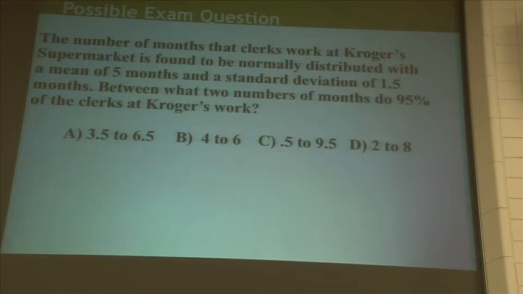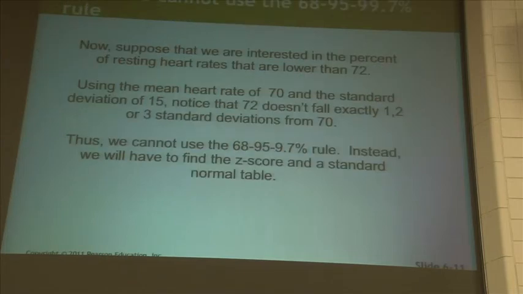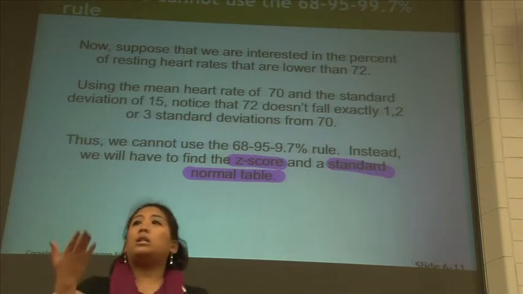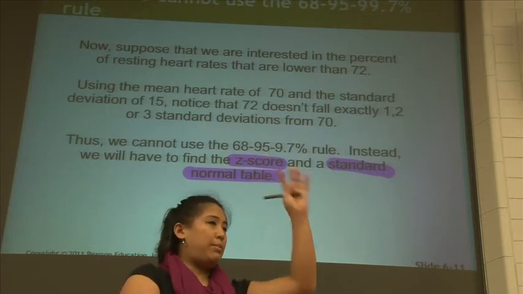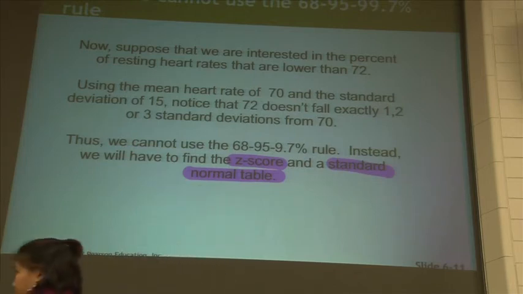So if the values you're looking for aren't pretty, they don't correspond to an exact standard deviation, we have to use what's called the Z-score. Okay? And a standard normal table. So if you flip through your notes from the beginning of the semester, you'll notice at the very beginning of your notes in front, there should be a table. Should be right at the very beginning. That correlates to normal distribution. You will get to use this on the test.